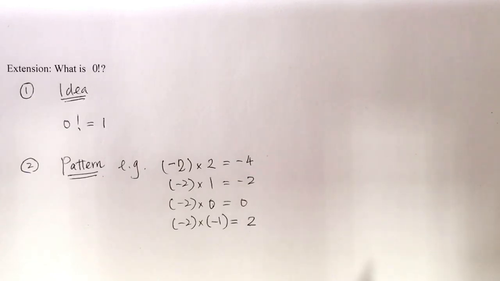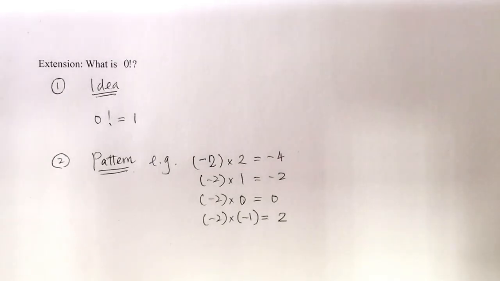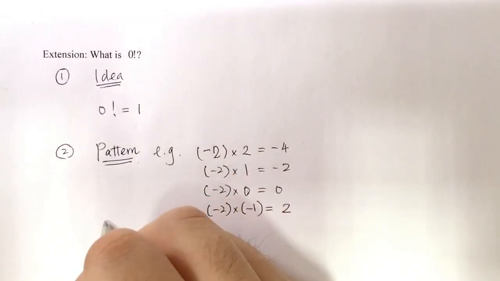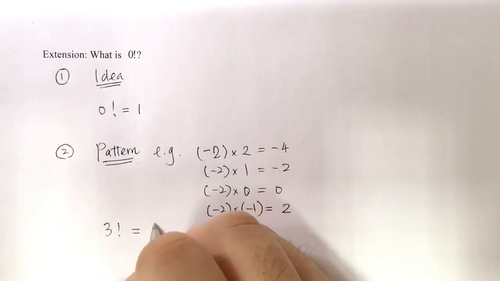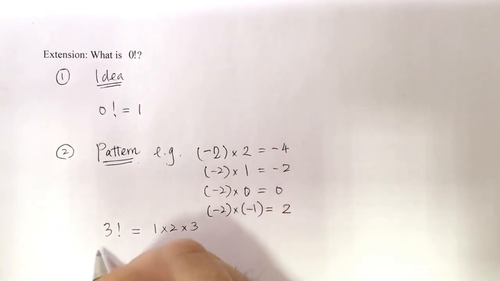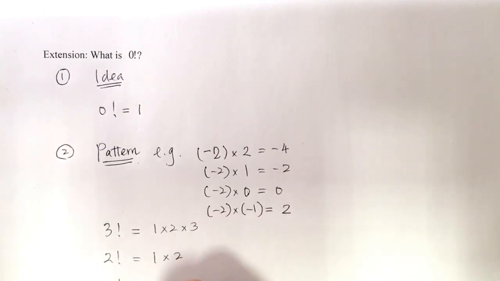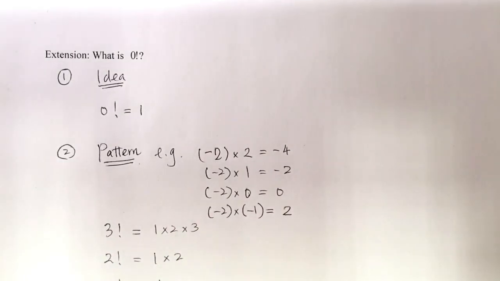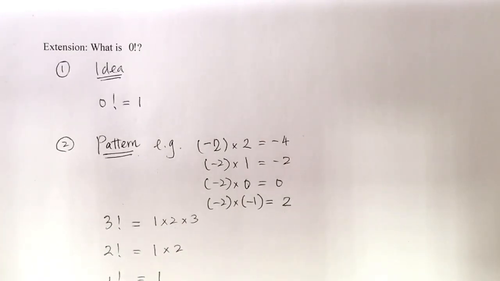So by deriving the pattern, we extend our idea from the usual positive integer factorial to 0 factorial. Let's start with 3 factorial first. 3 factorial is 1 times 2 times 3. 2 factorial is 1 times 2. 1 factorial is just 1, right? And then you're asked to find what 0 factorial is.